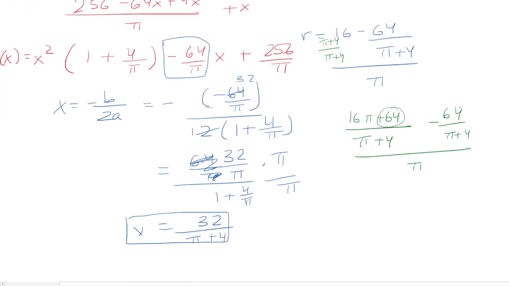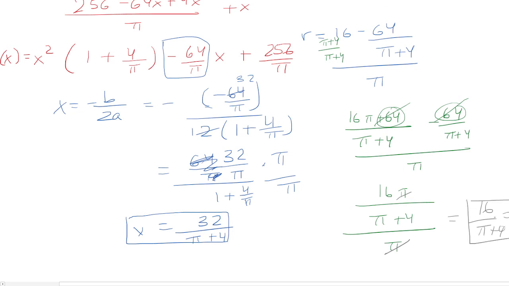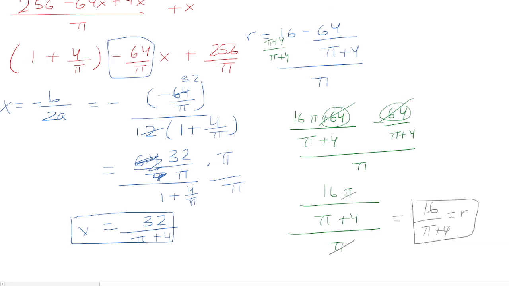Now the 64s are going to cancel. So 16 pi is left at the top. It's going to be over pi plus 4, and that's all over pi. The pi all the way at the bottom is going to cancel with this pi. So I'm going to be left with 16 over pi plus 4. And that's going to be r. So r is 16 over pi plus 4. x is 32 over pi plus 4. And that's my final answer.